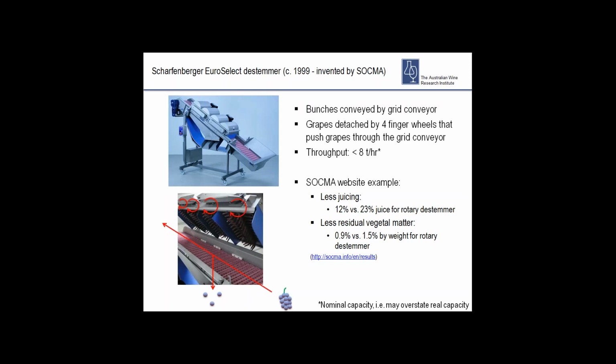There's some data on the SOCMA website suggesting that there's lower juicing and less vegetal matter than with a rotary destemmer. This destemmer, while still being available from SOCMA, is also made and sold by Scharfenberger under license.